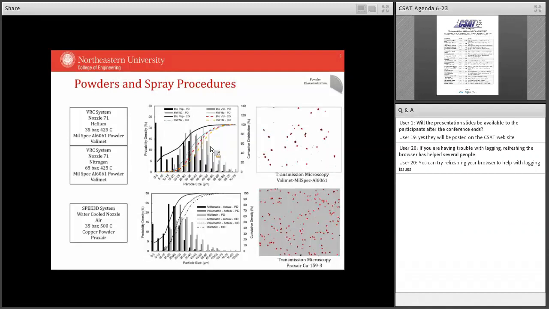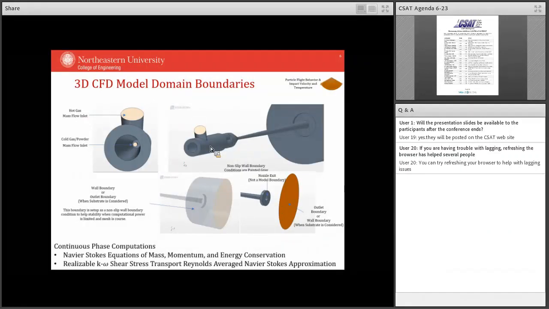The 3D CFD models that we put in are geometrically accurate, as specified by the two manufacturers, and we're using Navier-Stokes equations to calculate the fluid mechanics, with a realizable k-omega SST turbulence model. The estimations that we're getting for particle velocity are representative of the geometrical location where the HiWatch system measures particle velocity flight conditions, so that again we can have a one-to-one comparison.